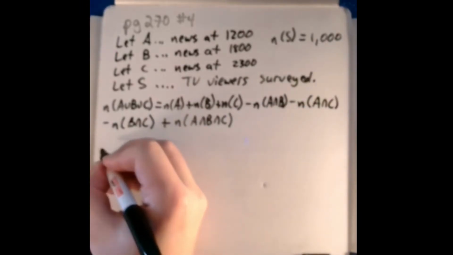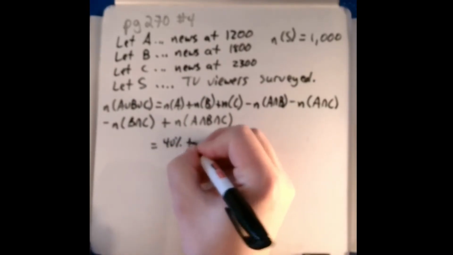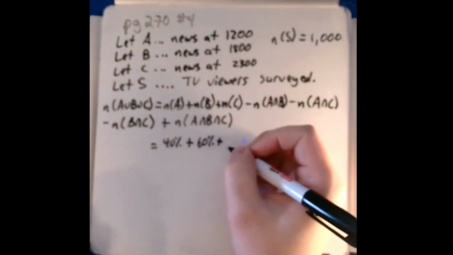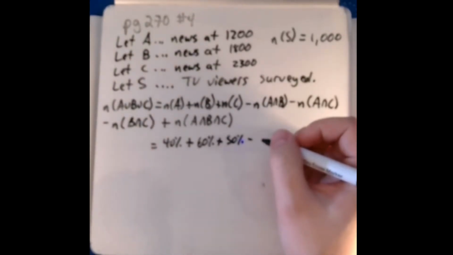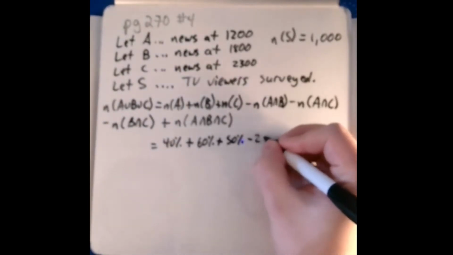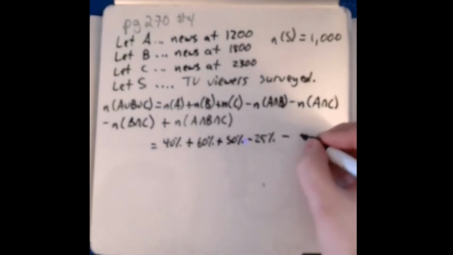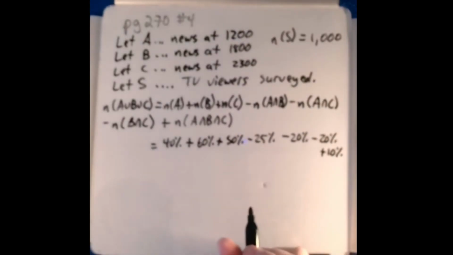Let's plug in our numbers from the question. How many people watch the news at 1200 hours? 40%. And B at 1800 hours? 60%. And C at 2300 hours is 50%. And then subtract the overlaps. A and B, at 12 and 1800, is 25%. A and C, at 12 and 2300, is 20%. And B and C, at 1800 and 2300 hours, is 20% as well. And 10% watch all 3. All right, there's our values.